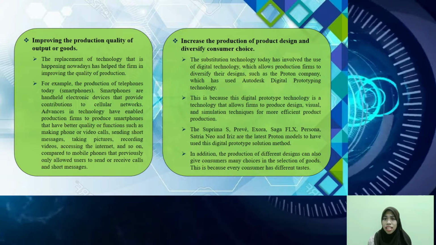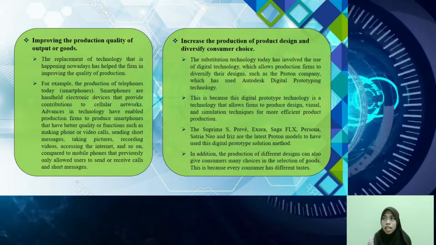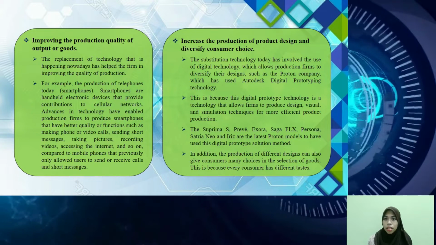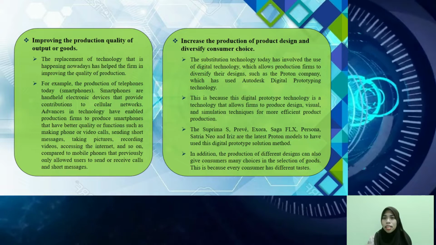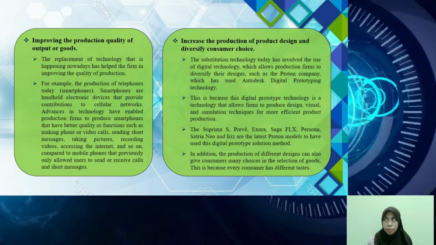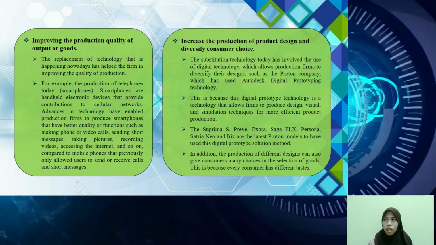Advances in technology have enabled production firms to produce smartphones that have better quality of function, such as making phone or video calls, sending short messages, taking pictures, recording video, accessing the internet, and so on, compared to the mobile phone that previously only allowed people to make phone calls and send messages.